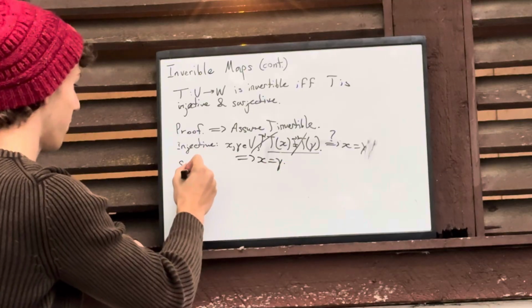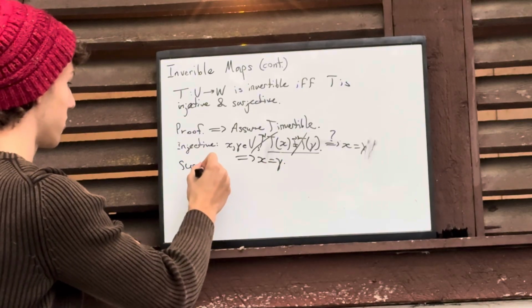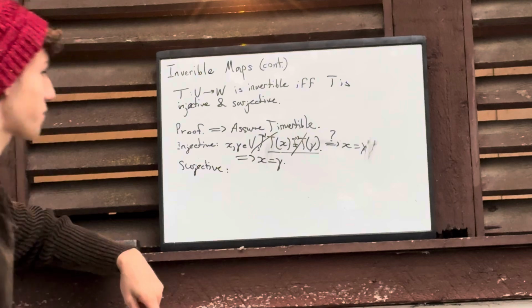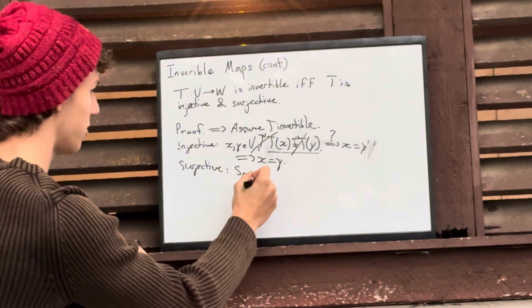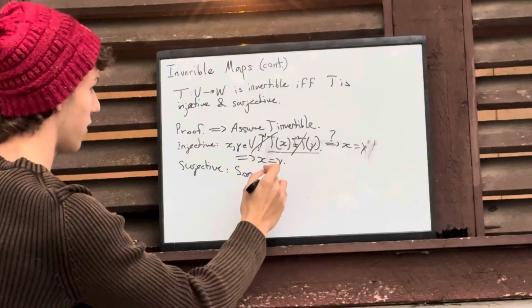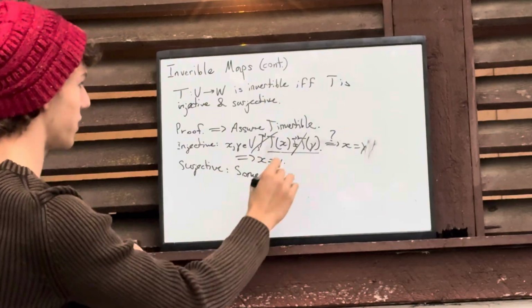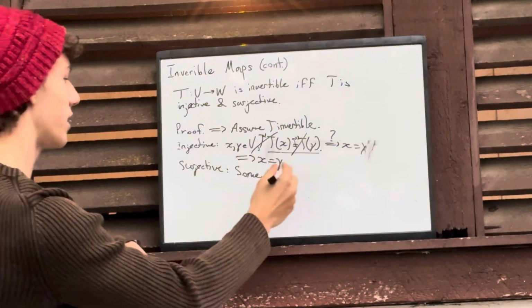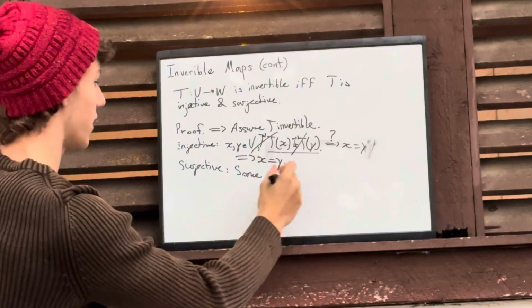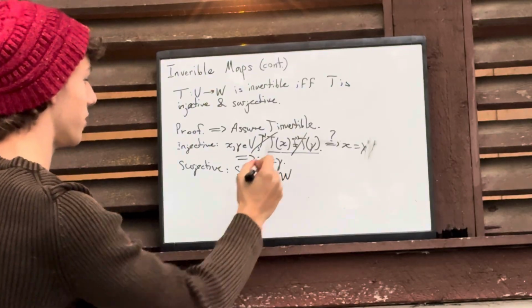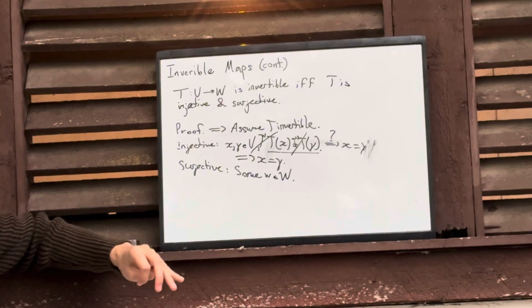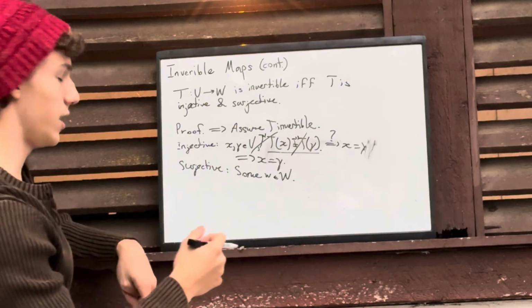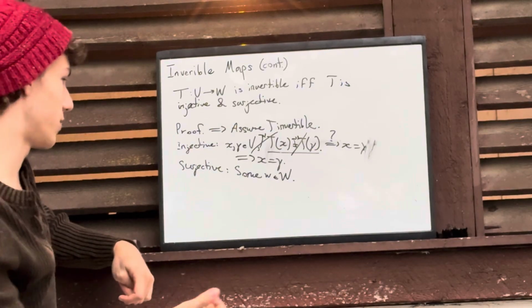Really easy. Moving on to surjectivity. We need to take some w in W. We want to find some v in V so that T of v equals w. That's what it means to be surjective.